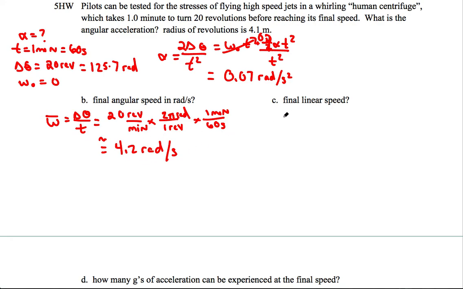The final linear speed is equal to the final angular speed times the radius. So if I have 4.2 rad per second, and I multiply that by my r of 4.1 meters, that gets me a final linear speed of 17.2 meters per second.